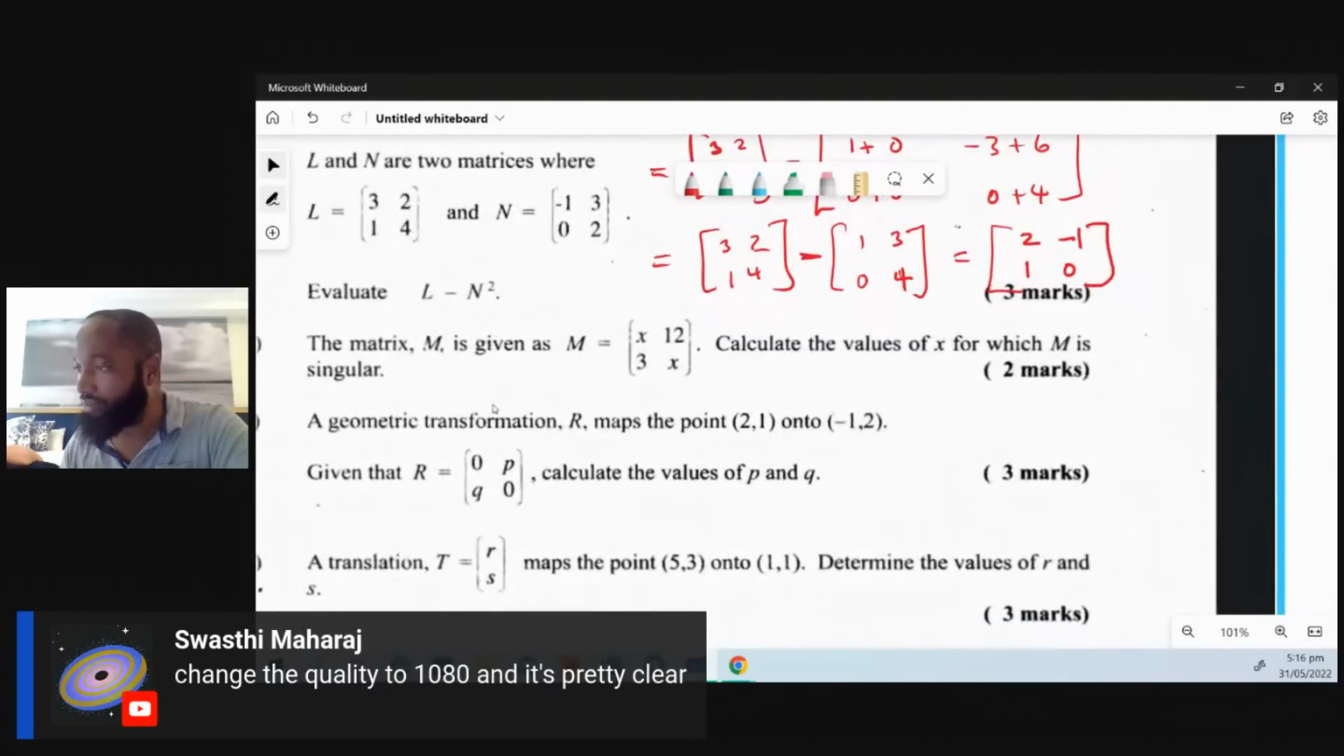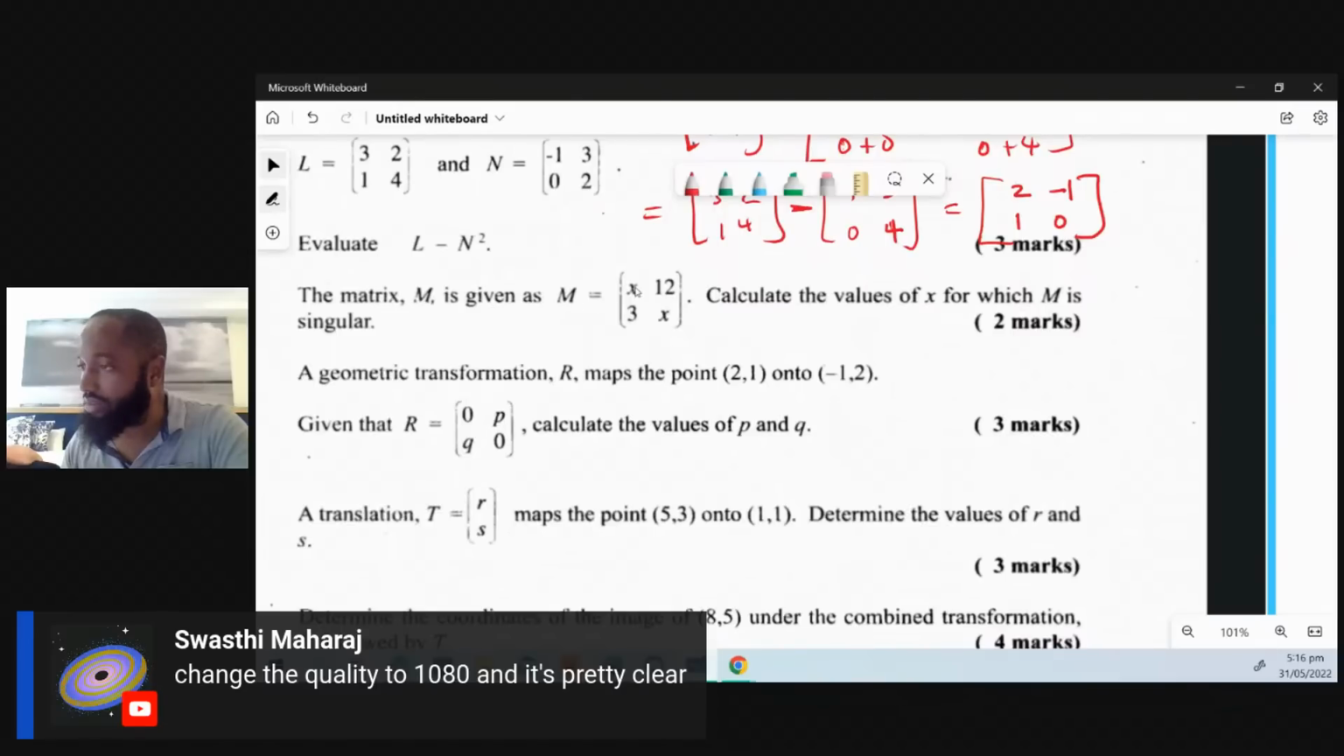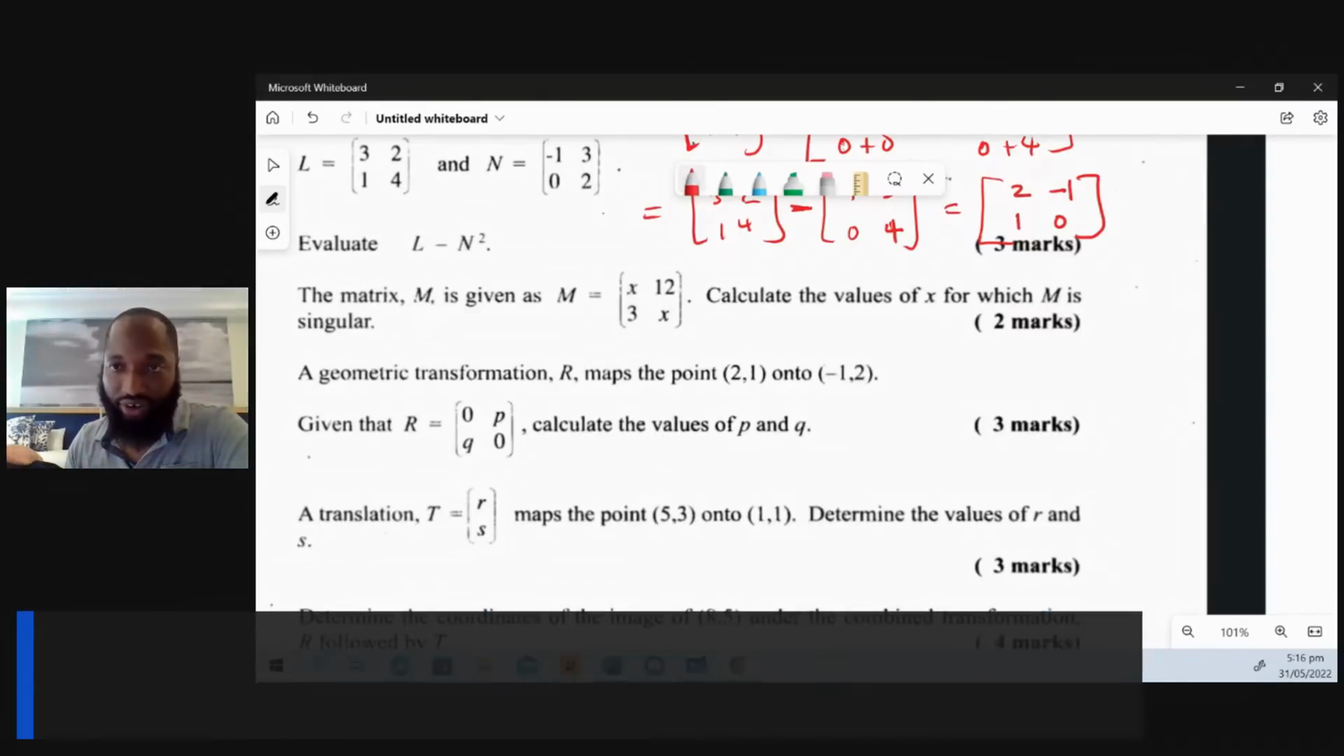The matrix M is given as m, x, 1, 2, 3x. Calculate the values of x for which M is singular. So what makes a matrix singular?